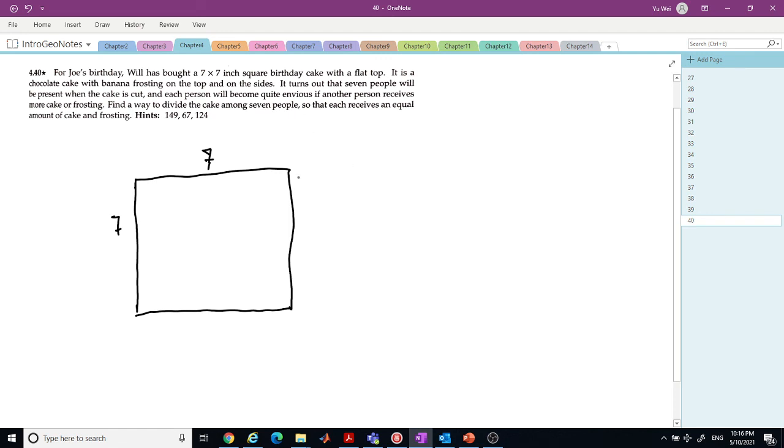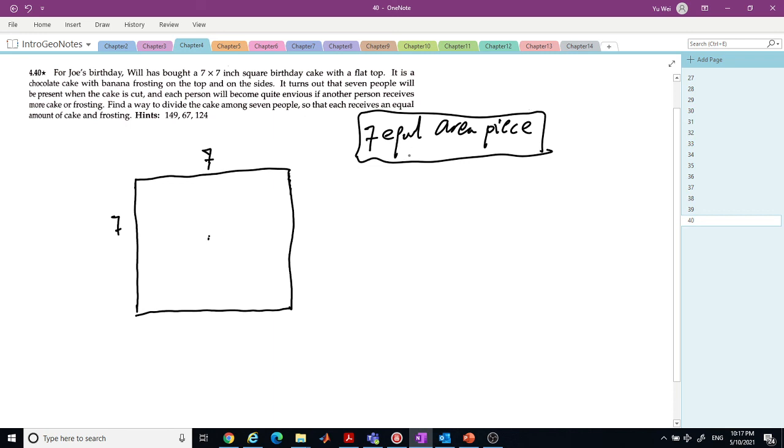Okay, so we have the frosting here and on the top, right? And they want to get the same cake and the same frosting. That means that we need to cut the square into 7 equal pieces, equal area pieces. Okay, so how to cut this square into 7 equal area pieces?